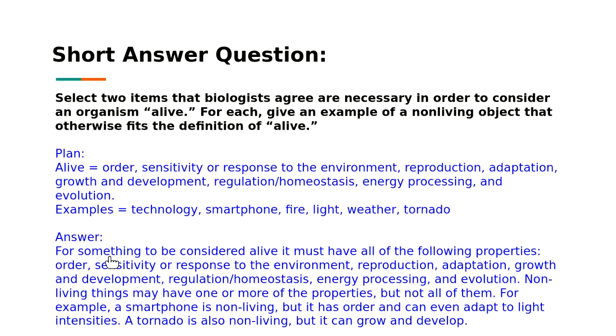So we came up with this answer. For something to be considered alive, it must have all of the following properties. So we listed them. Non-living things may have 1 or more of the properties, but not all of them. So, for example, a smartphone is non-living, but it has order, and it can even adapt to light intensity. A tornado is non-living, but it can grow and develop. So you see what we did there. So this would be a 5 out of 5 answer that we wrote.